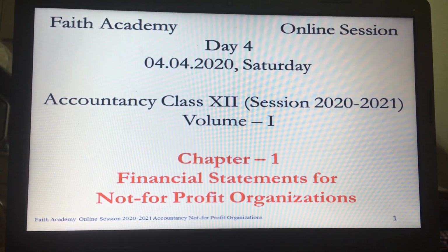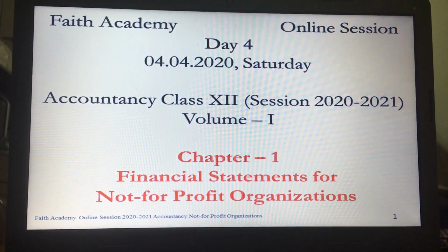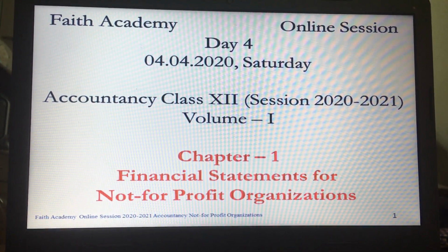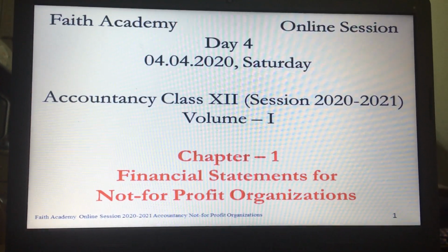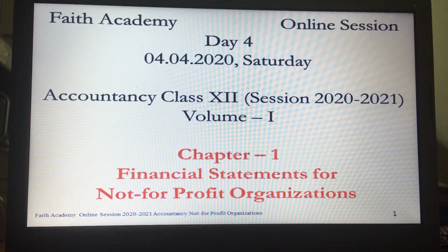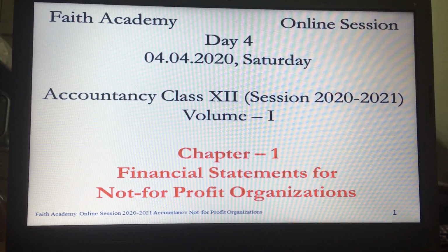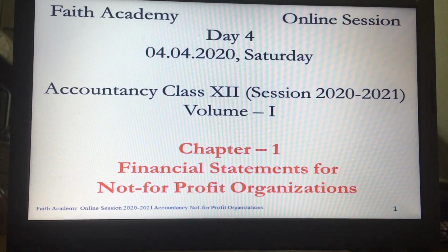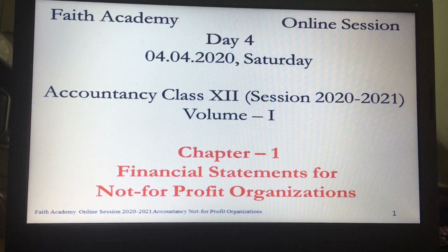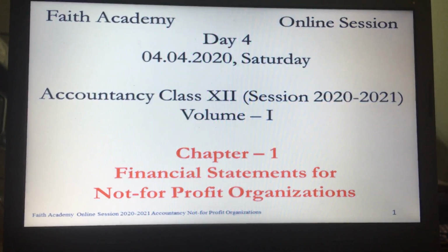We have talked about receipts and payment account, features and format, income and expenditure account, features and format, balance sheet format, difference between income and expenditure account and receipts and payment account, difference between receipts and payment account and cash book. We did talk about few very important terminologies of this chapter.